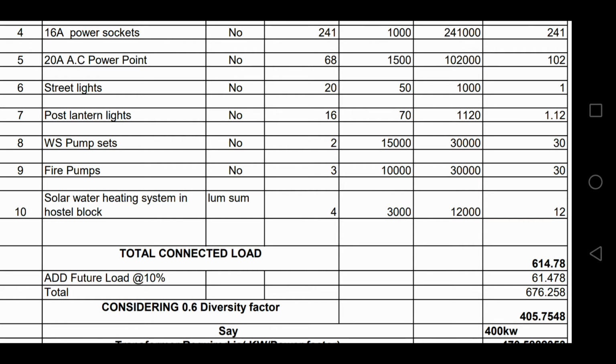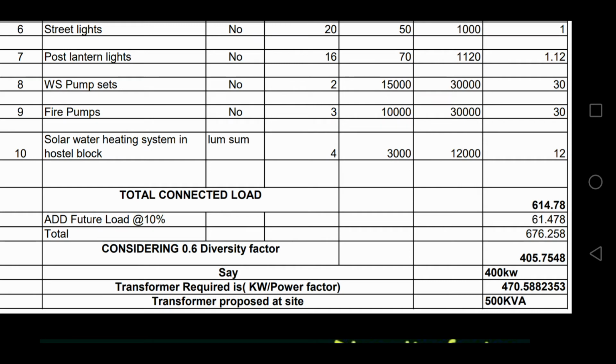Now adding future load at 10%, I got 61.47. Now the total load is the addition of 614.78 and 61.47. It is 676.258. Now consider the diversity factor as 0.6.